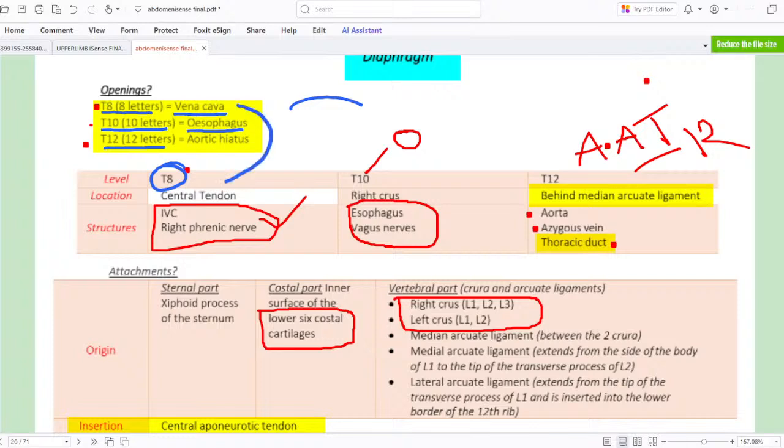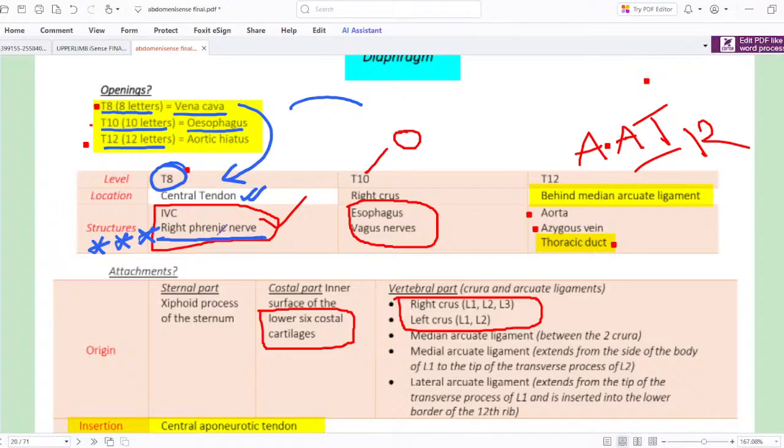The vena cava opening at T8 lies in the central tendon of the diaphragm. Structures passing through: the inferior vena cava and the right phrenic nerve. Very important. They don't ask about the vena cava because everyone knows the inferior vena cava will go, but they forget the right phrenic nerve. They give different options like left phrenic nerve or right vagus nerve to confuse.